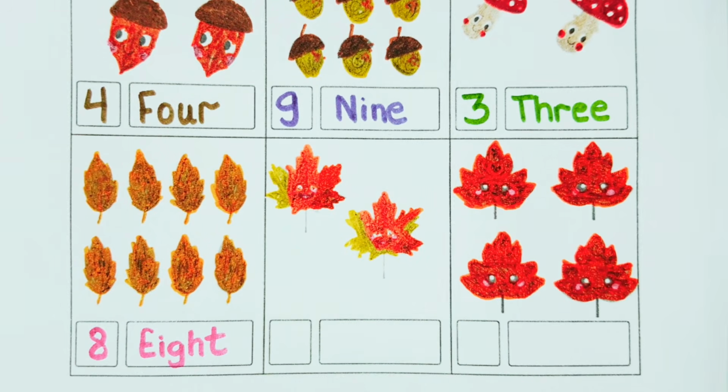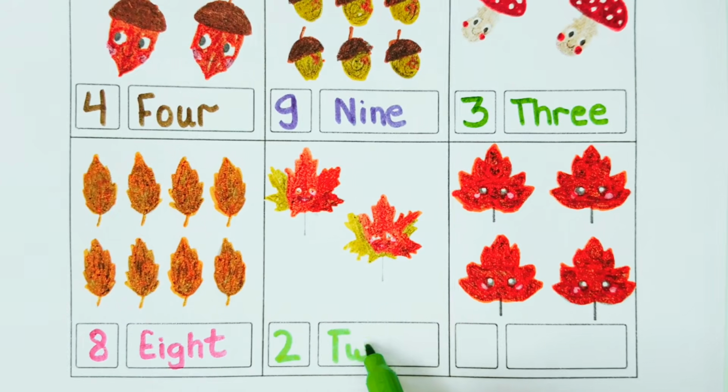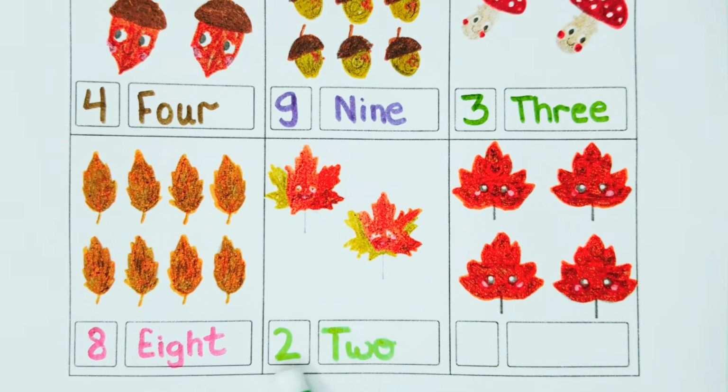1, 2. Write the number 2 in the box. 2. T-W-O, 2.